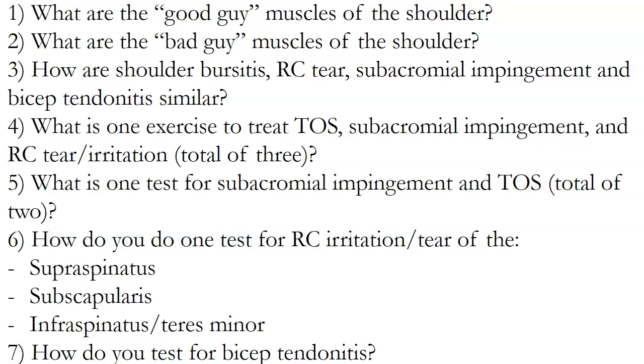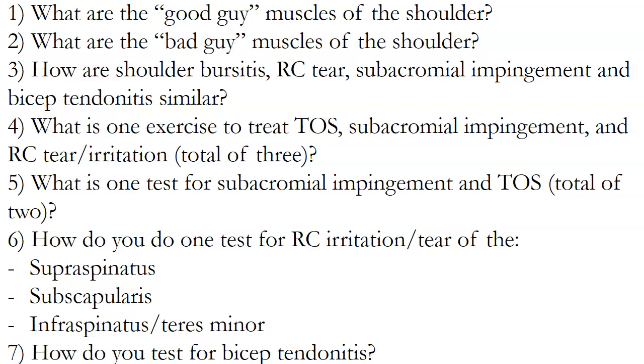Okay, so which ones are the good guy muscles of the shoulder? They open up the space. External rotators do that. Shoulder extension does that. Infraspinatus, teres minor, a couple of good guy muscles. There's some other ones as well. Those are the big ones. Posterior deltoid, extending the shoulder.